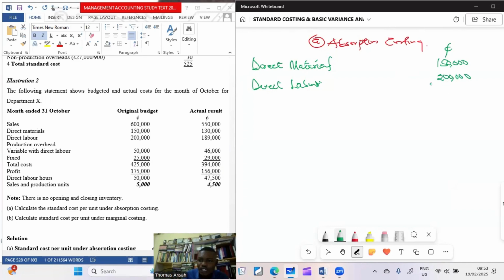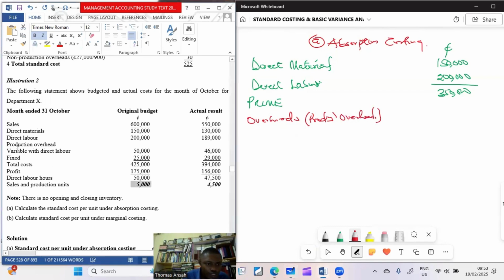So for that, we get prime, which is 350. Now, if you have this one, like we did, then we will need our overheads. And please, what type of overheads are we looking at here? The production, is that not it? Production overheads. How much is the production overhead?